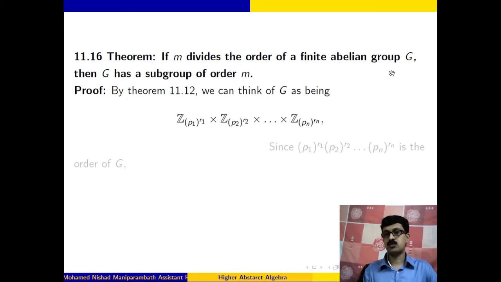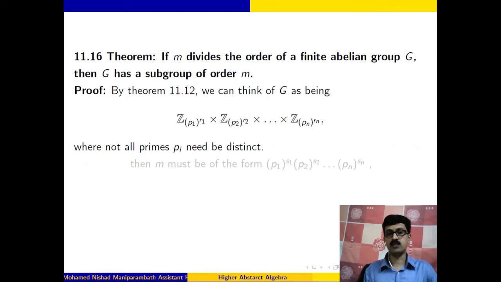So G can be isomorphic to the following. Because it is finite, the tail part Z × ... × Z will not be there. That is why G can be written as Z_{p1}^{r1} × Z_{p2}^{r2} × ... × Z_{pn}^{rn}, where not all the p_i need be distinct.